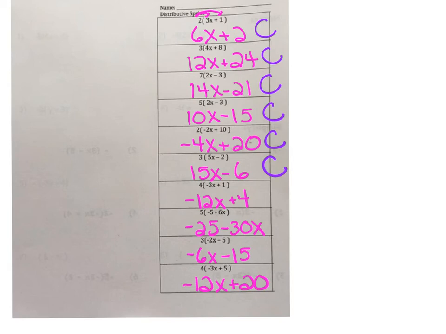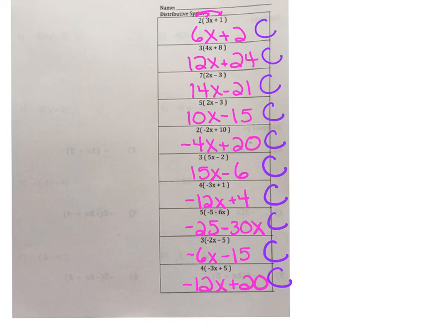15x minus 6. Negative 12x plus 4. Negative 25 minus 30x. Negative 6x minus 15. And finally, negative 12x plus 20. Make sure you correct as you go along.